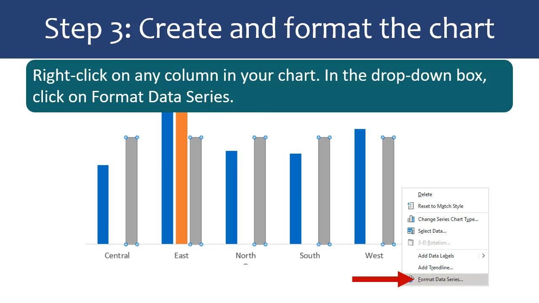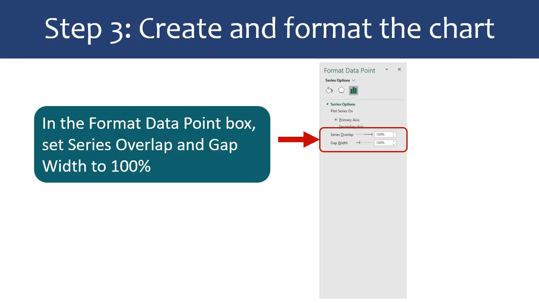Right-click on any column in your chart. In the drop-down box, click on Format Data Series. In the Format Data Point box, set Series Overlap and Gap Width to 100%.